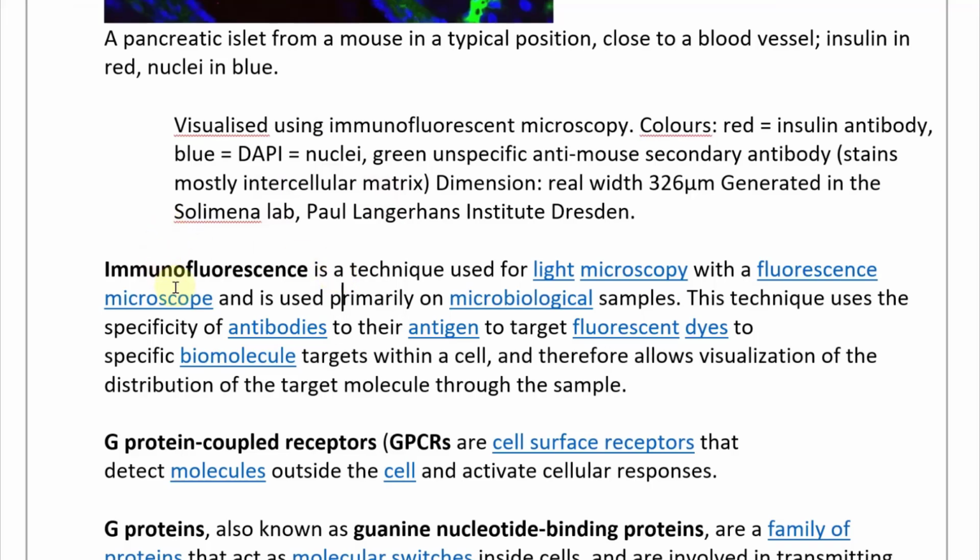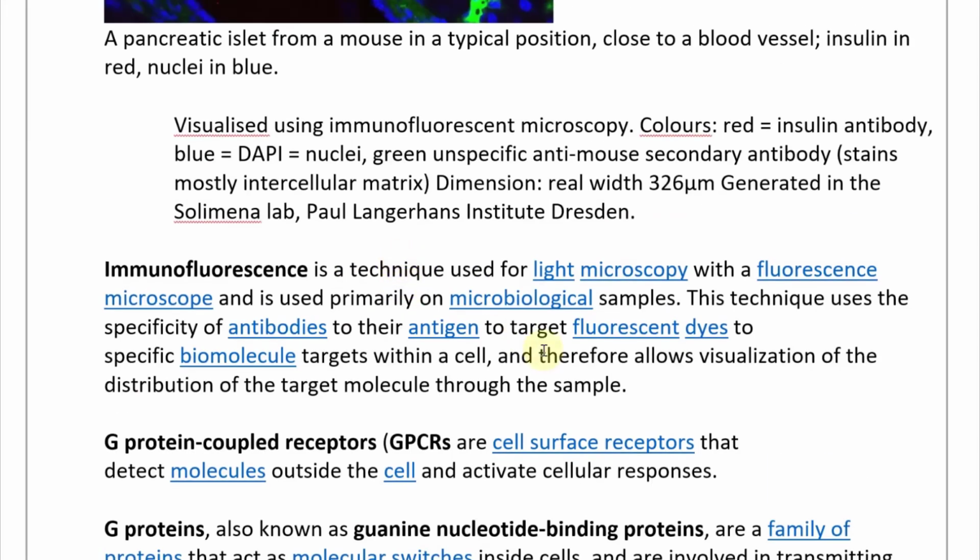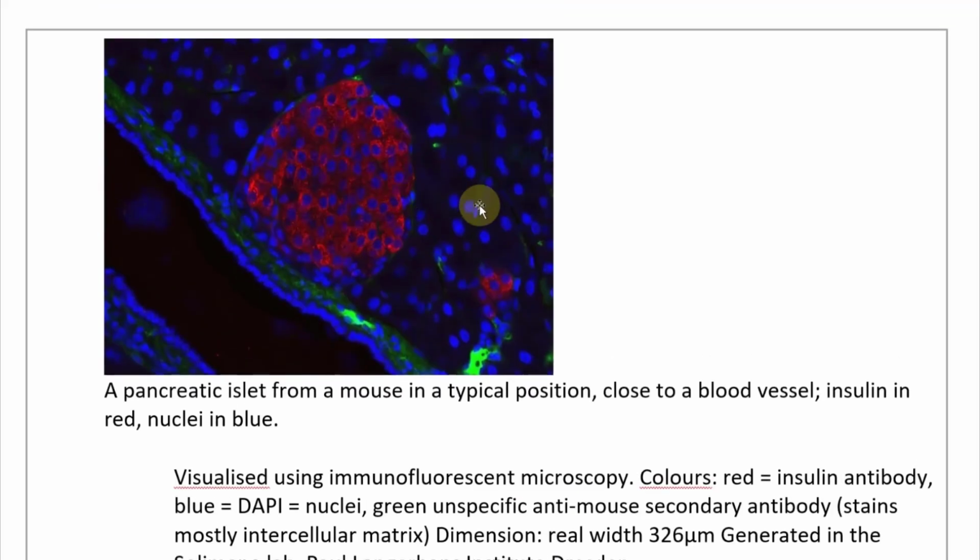So this uses an immunofluorescence technique that uses antibodies that are specific to their antigens to target fluorescent dyes. It's basically manipulating the antibodies, their specificity, to target dyes, and then you can shine light that the dye absorbs and then emits other light that you can detect. And then you could use that to visualize the distribution of a target molecule throughout the sample, such as this right here. There's the nuclei, and there's the insulin.